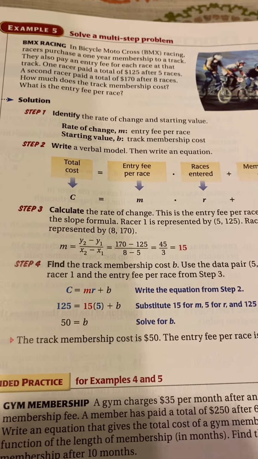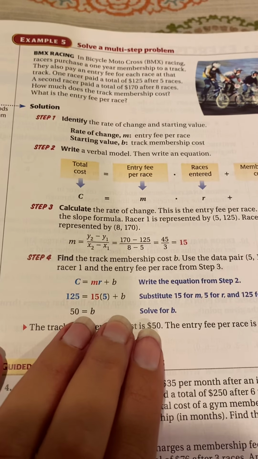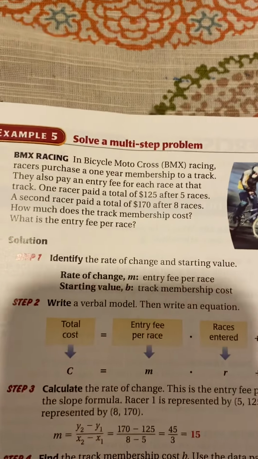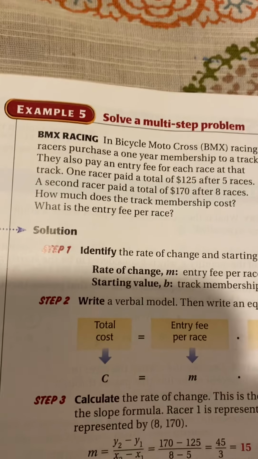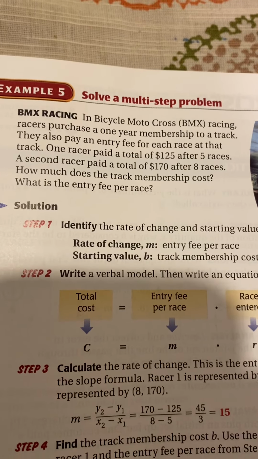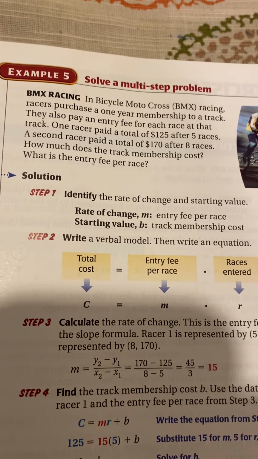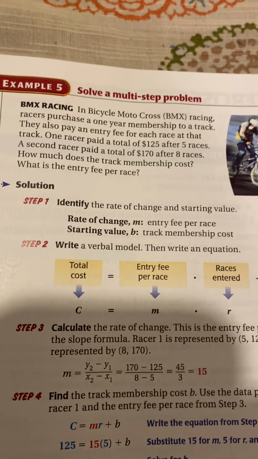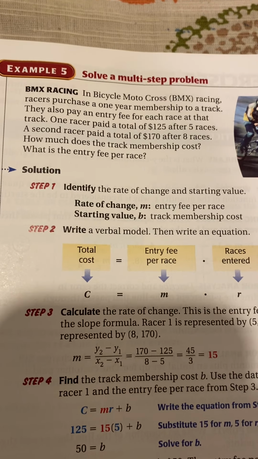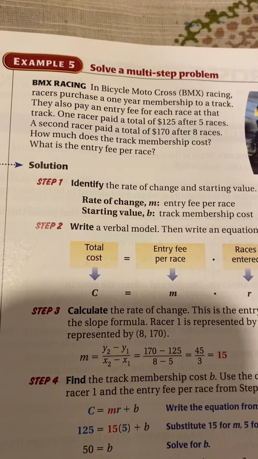This is a similar one. They're telling us the rate of change. They're telling us 2 different points on this. One racer paid $125 after 5 races, and one racer paid $170 after 8 races. So they just told you 2 different values. You can use those 2 different values to find the slope. 170 minus 125 over 8 minus 5 is 45 over 3, or 15. So we know the slope is going to be 15.